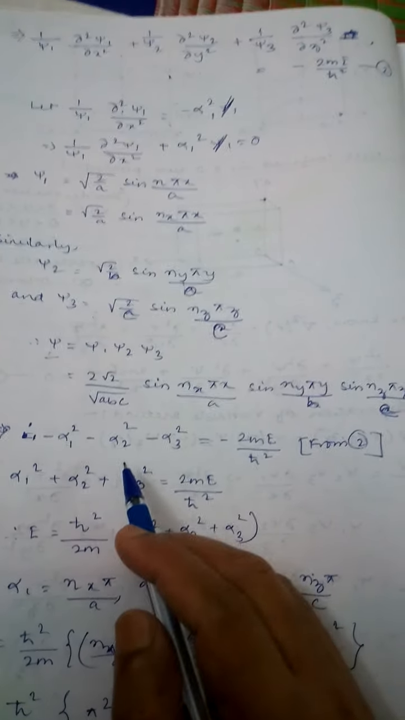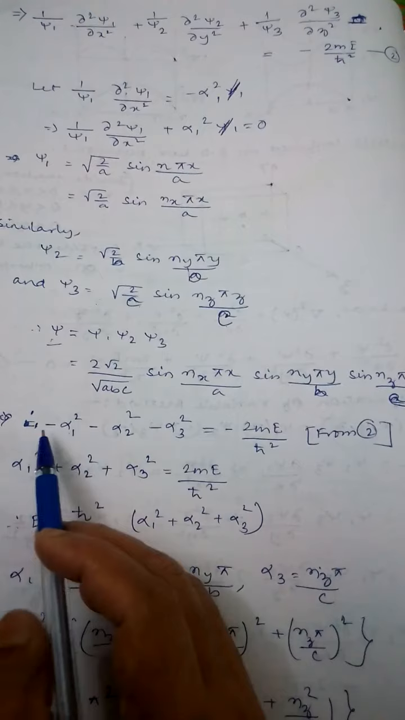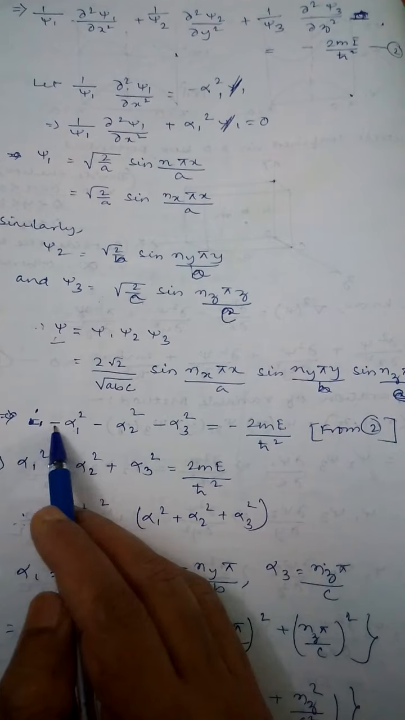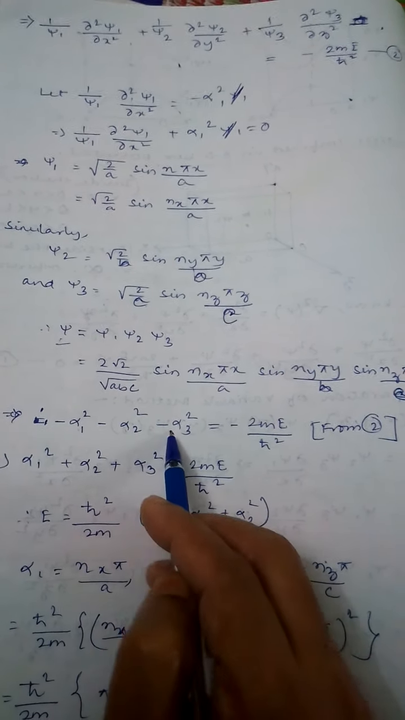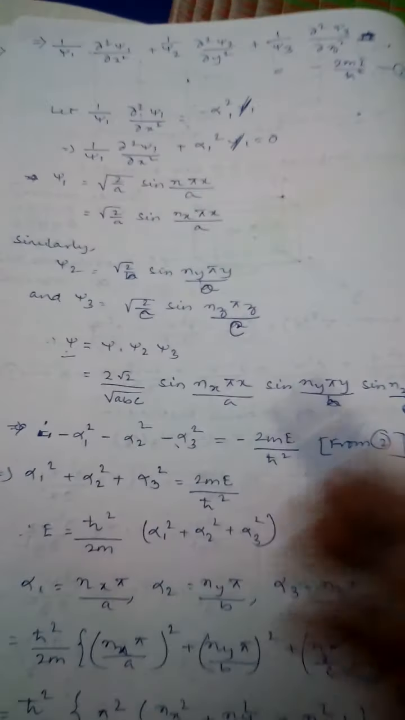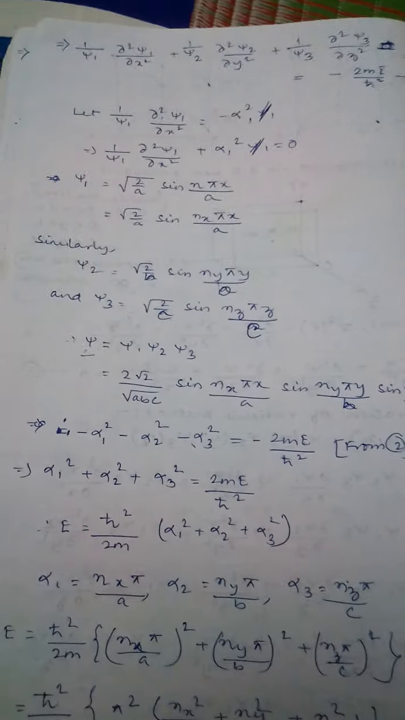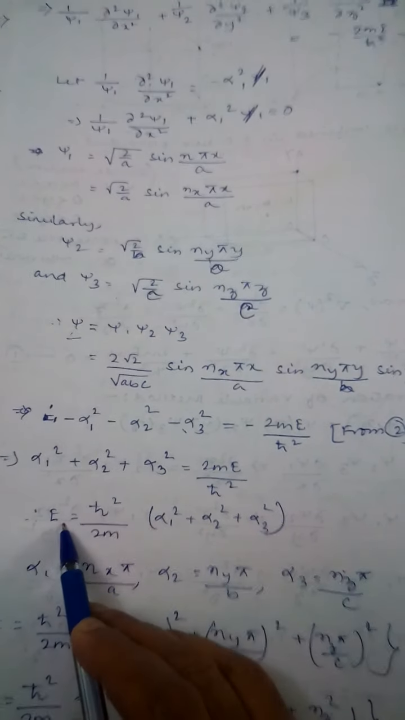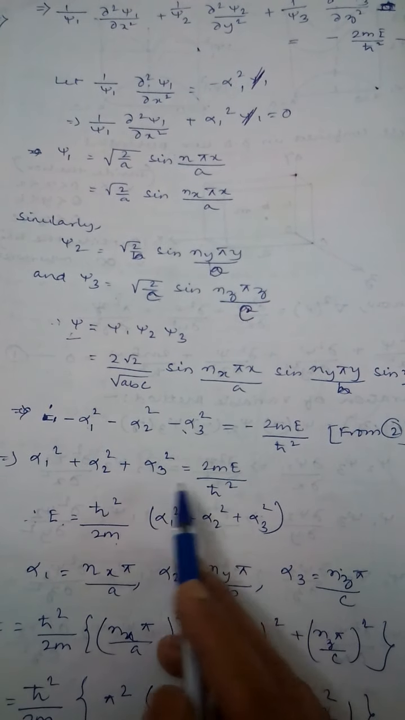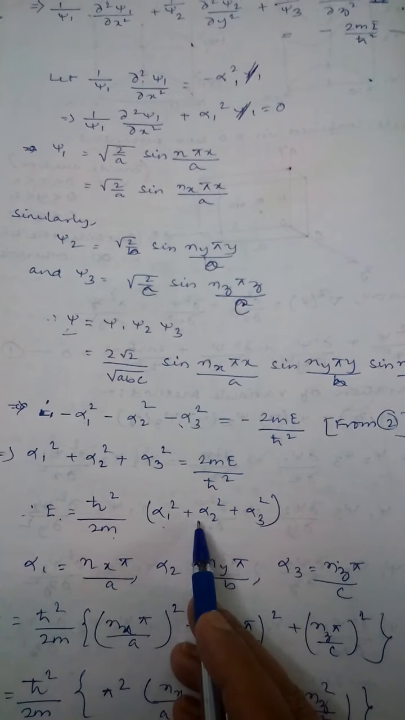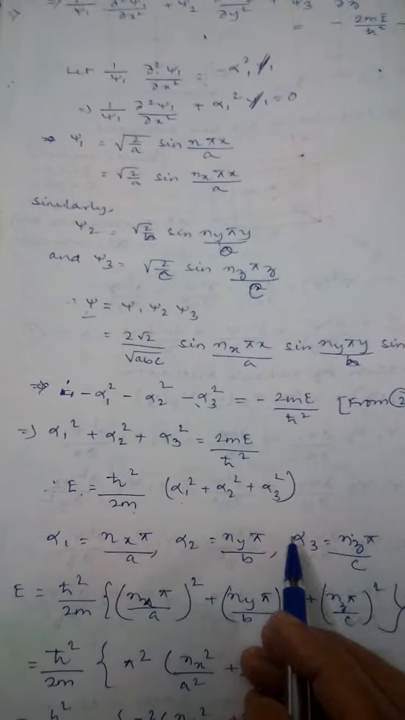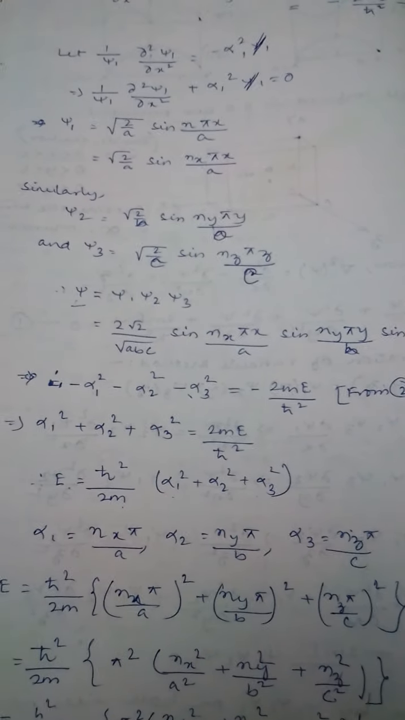Next one, considering energy. So we have considered earlier minus alpha 1 square minus alpha 2 square minus alpha 3 square equals minus 2 m E by h cut square. We have already considered the values of alpha 1, alpha 2 and alpha 3. So energy can be written as h cut square by 2m from this expression into within bracket alpha 1 square plus alpha 2 square plus alpha 3 square. And what are the values of alpha 1, alpha 2, alpha 3? Just like the one dimensional box potential problem, we have already calculated earlier.